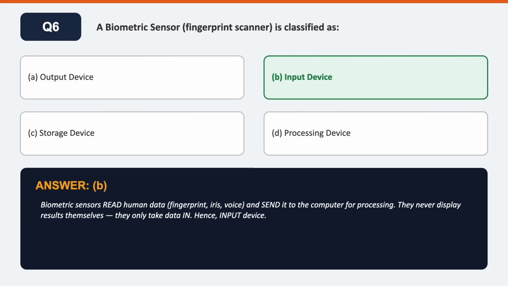Question 6. A fingerprint scanner is classified as A. Output, B. Input, C. Storage, D. Processing device. What is the answer? Answer B. It reads human data and sends it to the computer. Data goes in, so it is input.